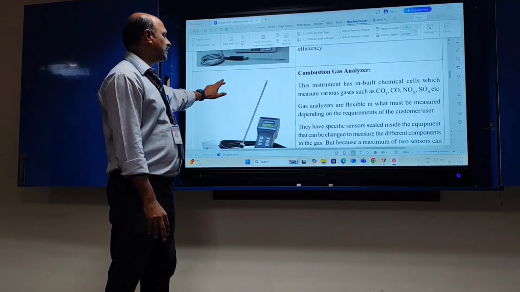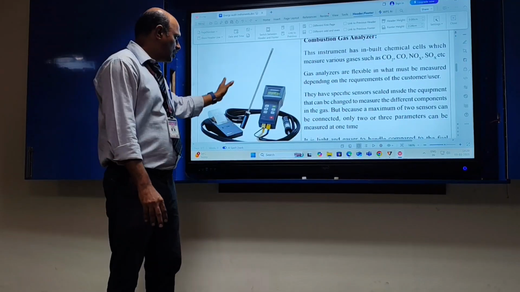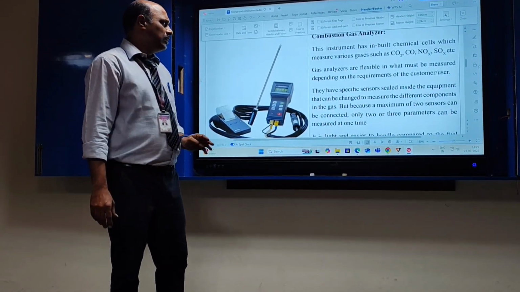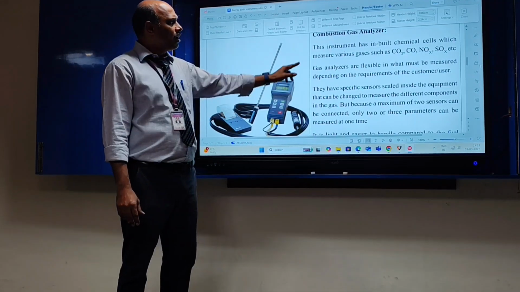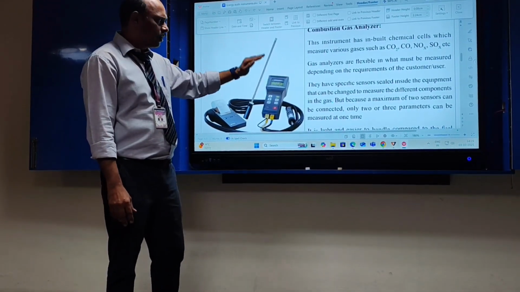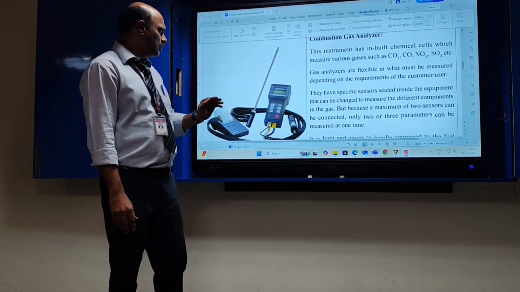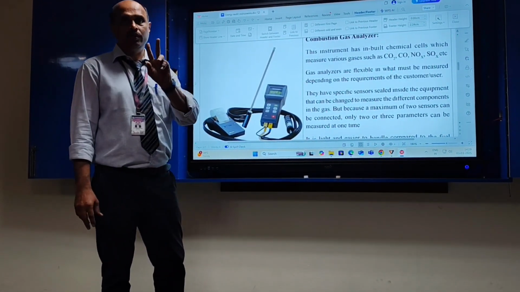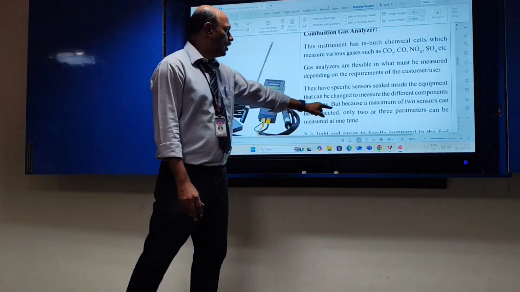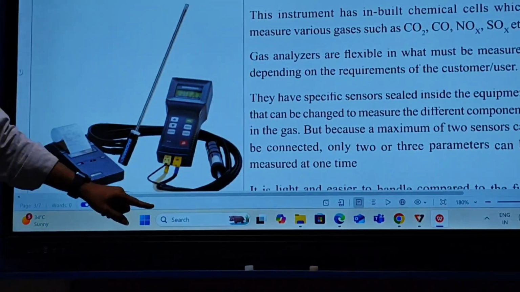The next is the combustion gas analyzer, just similar to the previous two cases. So this is also another instrument which is used as a combustion gas analyzer. Here you can measure all these parameters, not only carbon dioxide or oxygen. You can measure all the remaining gas parameters also. But the only thing is you can measure only 2 gas sensors at the same time. You can see here only 2 gas sensors can be connected. So at a time you can measure only 2 parameters.